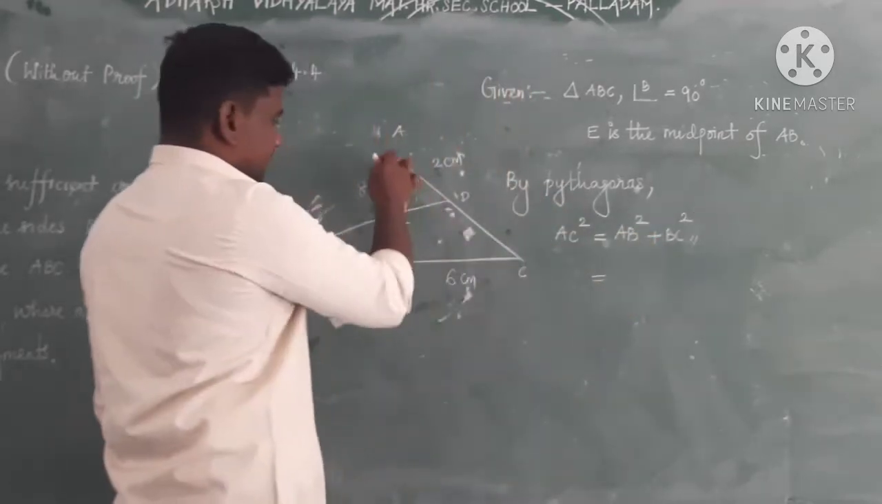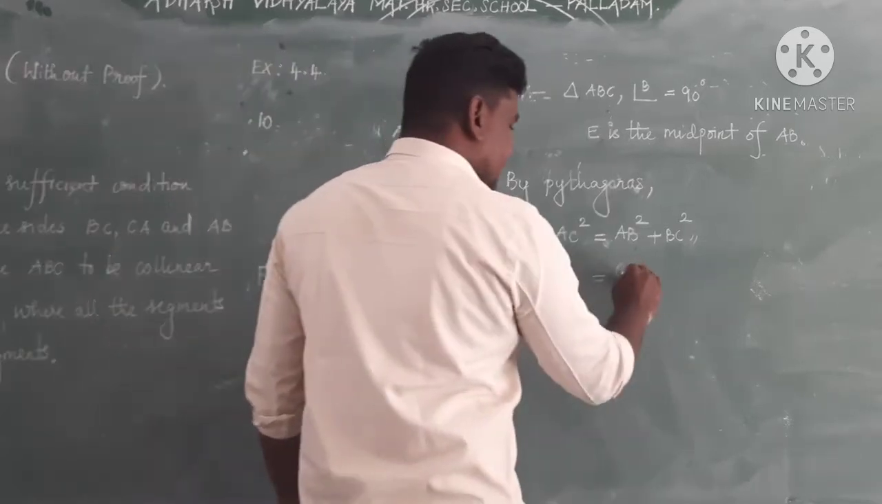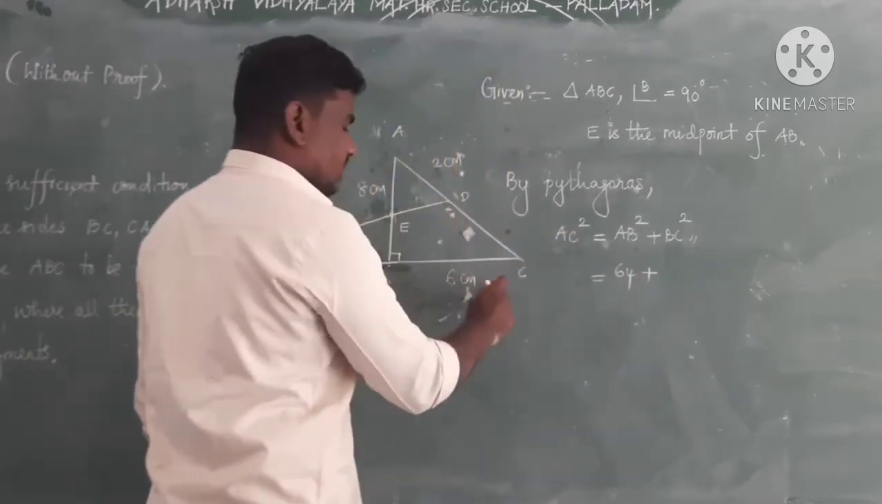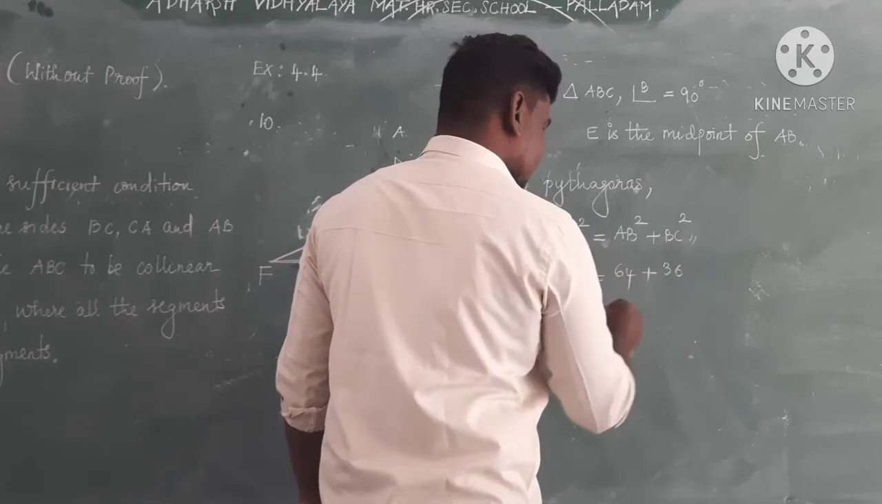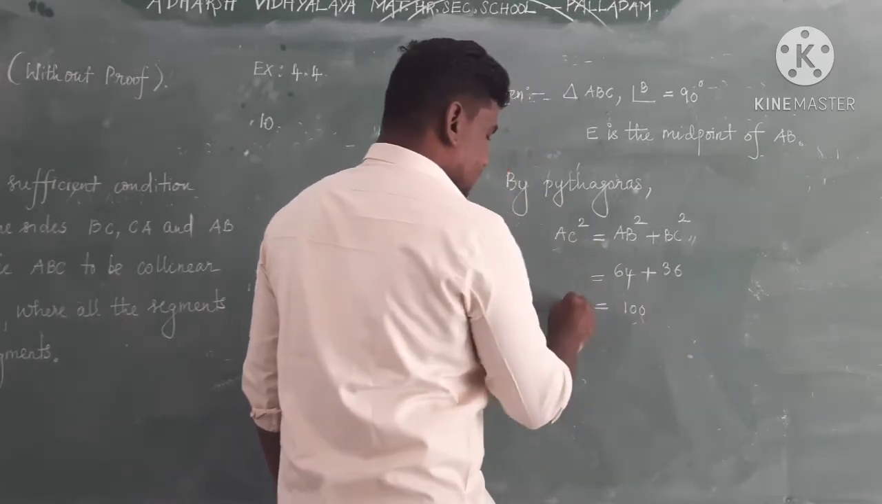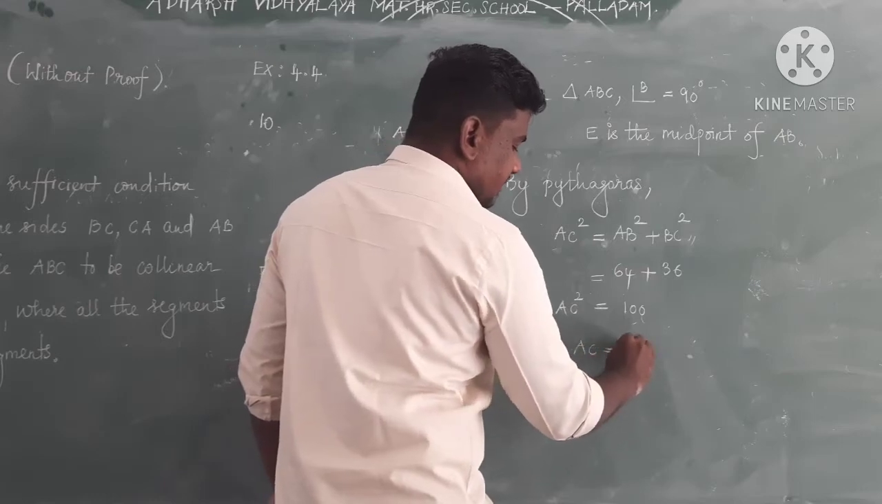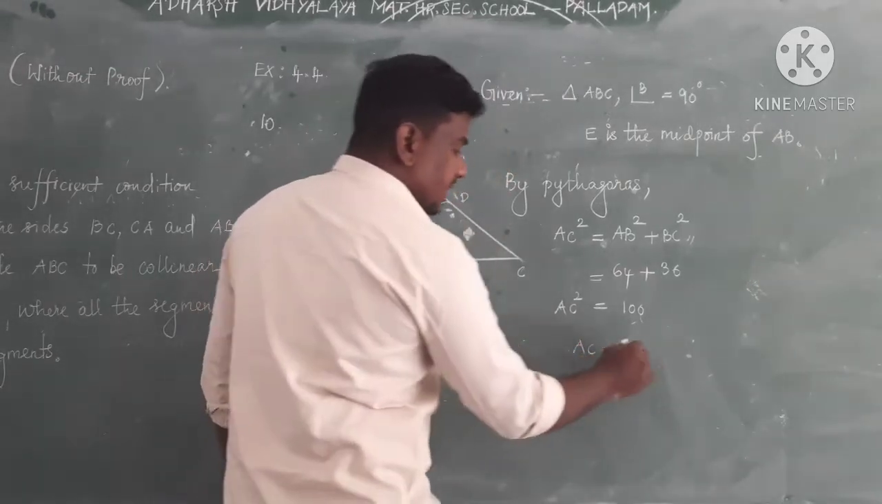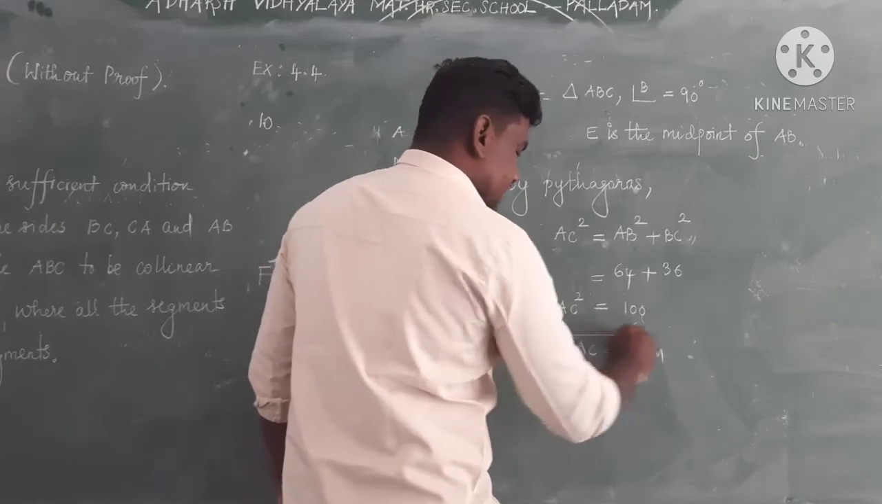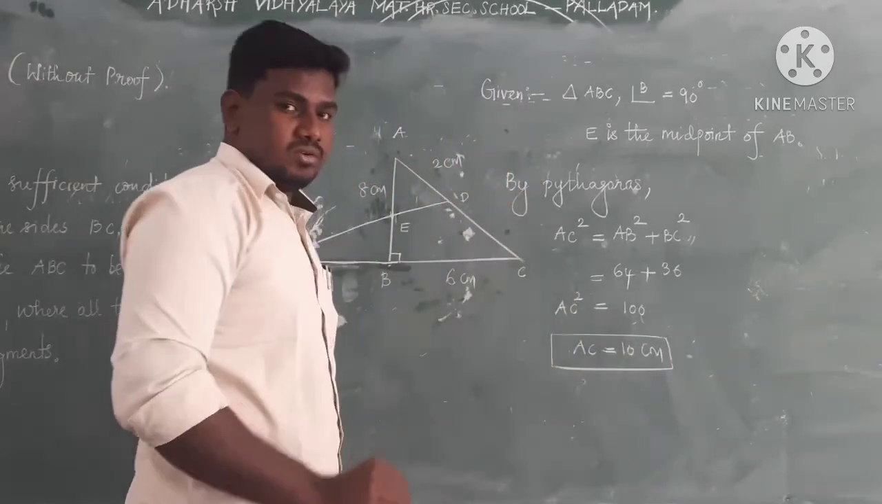So AB squared, AB value 8 squared, means 64, plus BC equal to 6 squared, 36. So AC squared is equal to 100, which means the length of AC is equal to the square root of 100, which becomes 10 centimeter. So the length of AC is equal to 10 centimeter.